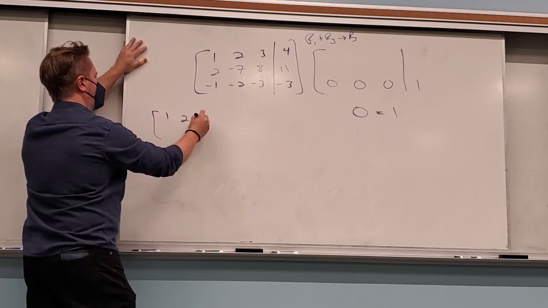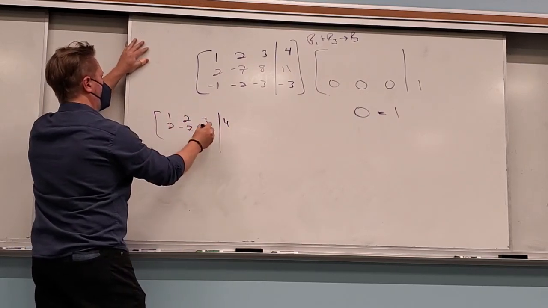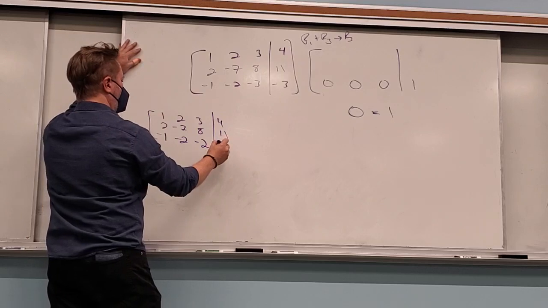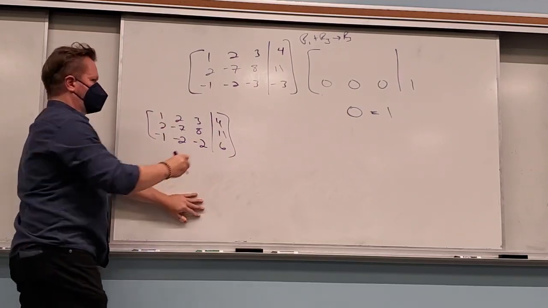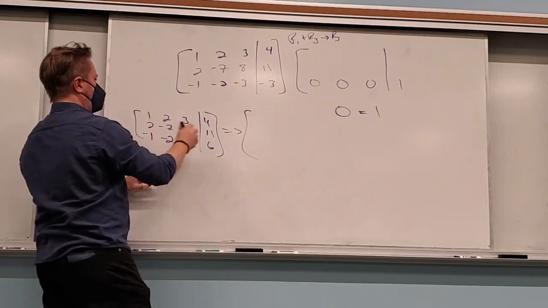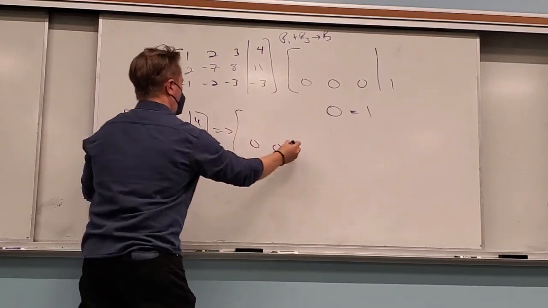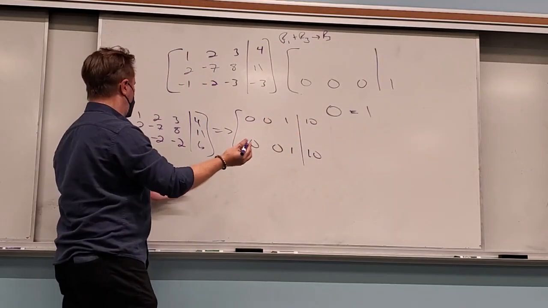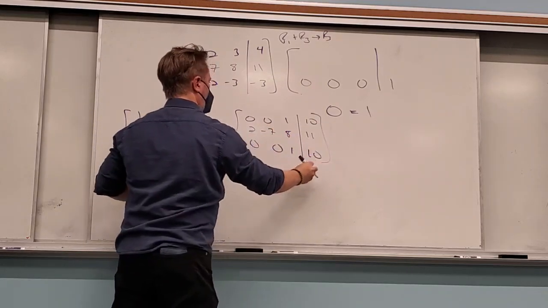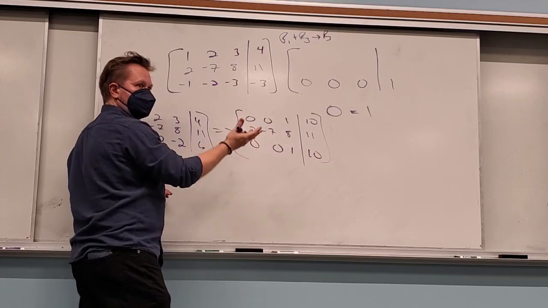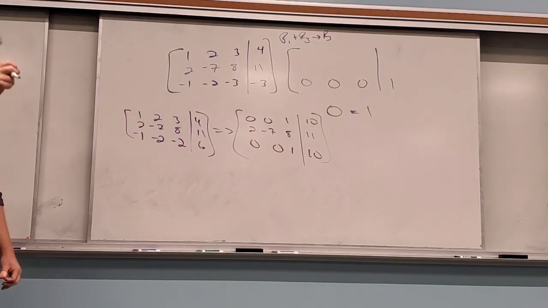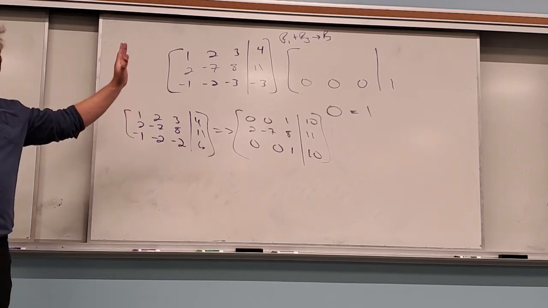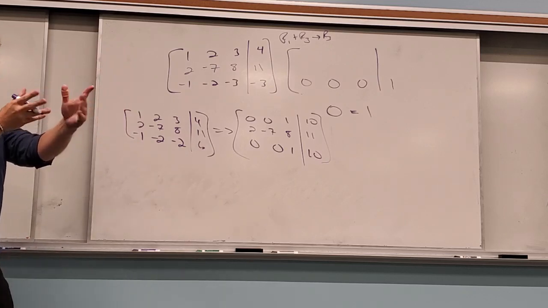Let's say I had 1, 2, 3, 4. 2, negative 7, 8, 11. 1, 2, negative 1, negative 2. Negative 2, 6, right? So what you're asking me is, can I add these together and put the answer not just here, but also put it here, right? Do you see how now I have no way to kill either one of these? I've lost too much information, and you only ever take an answer and put that answer in one place. If you put it in two places, you've lost too much information. Does that make sense?